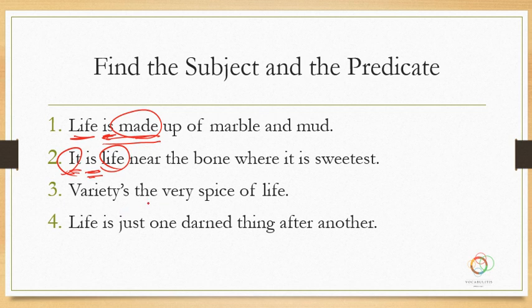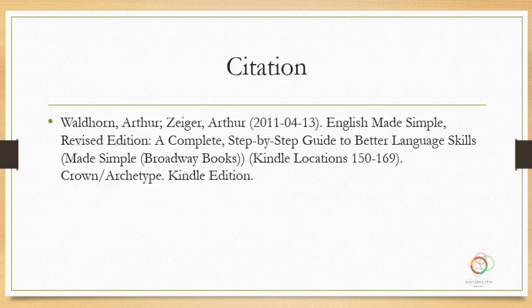Variety is the very spice of life. So this is a sentence. Life is just one darn thing after another. Well, this is life, is what we're talking about. What about it? It is something. So that is a sentence. The book that we're following is English Made Simple.